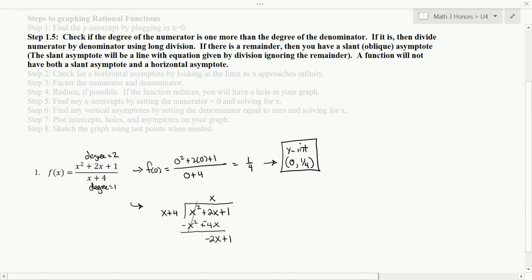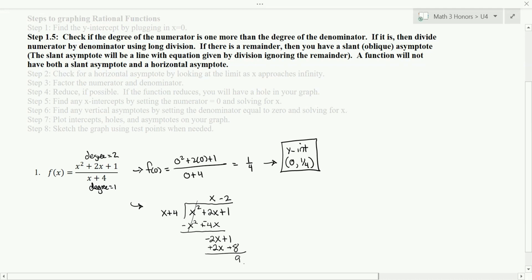So how many times does x go into negative 2x? Or what would I have to multiply x by to get negative 2x? Negative 2. So then I multiply all that by negative 2. And actually, at this point, you could stop, and I'll explain why later, but I'm going to finish it. Negative 2 times x is negative 2x. Negative 2 times 4 is negative 8. We need to subtract, so we're going to change the signs and add. So we get a remainder of 9.